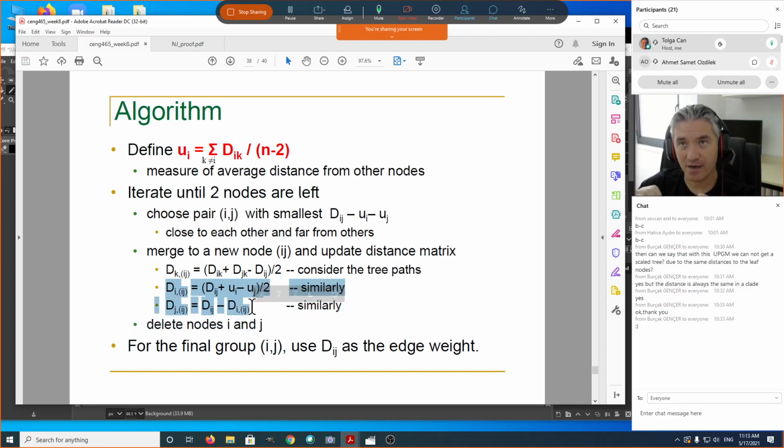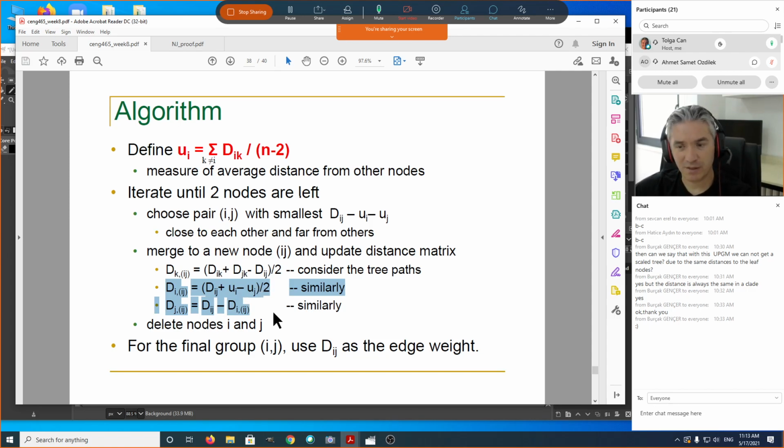This is how you divide that 7, the distance between the nodes A and E. How do you divide that 7 between these two nodes? In UPGMA, it was 3.5 and 3.5. Here, we're going to see that it's going to be 1.5 and 5.5, and this will be due to the different Ui, Uj values we're going to have.